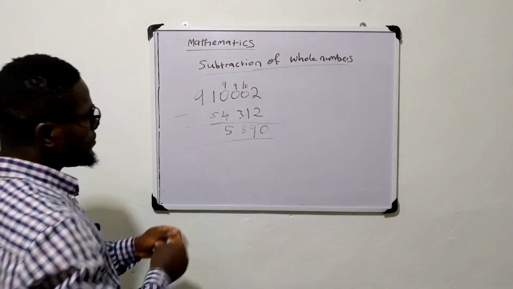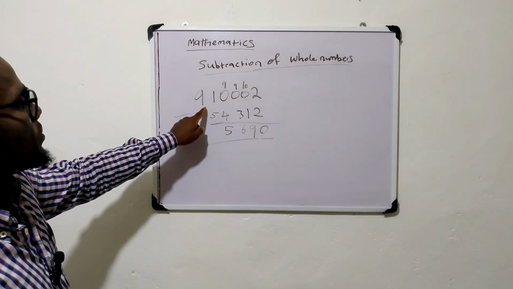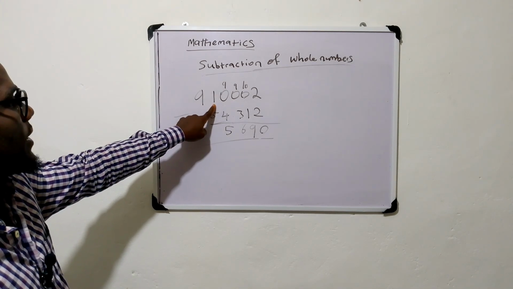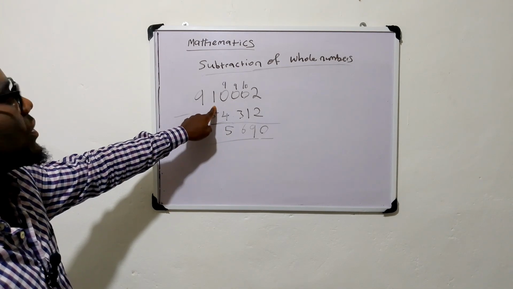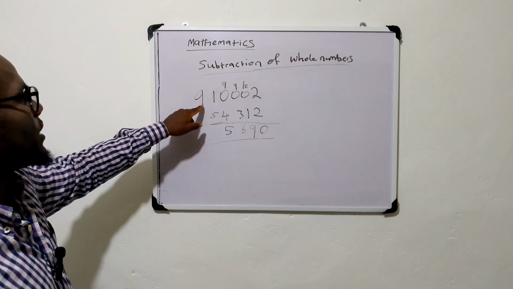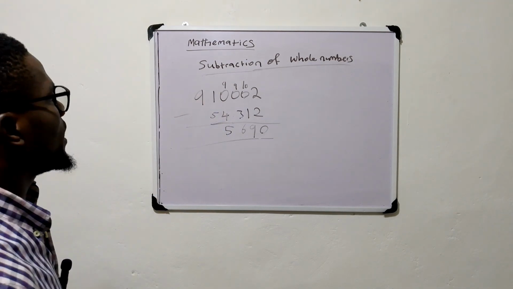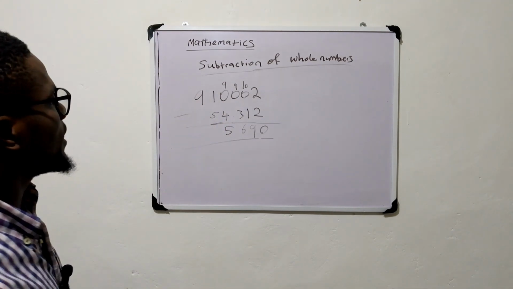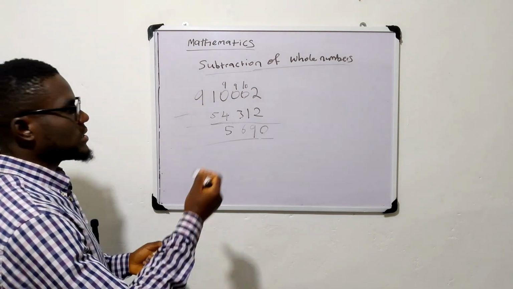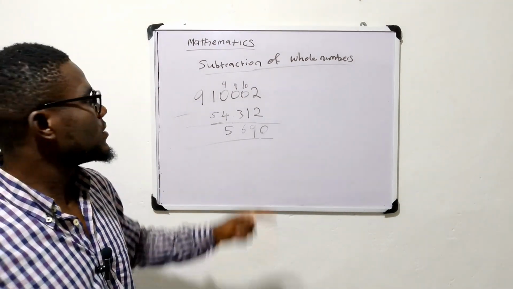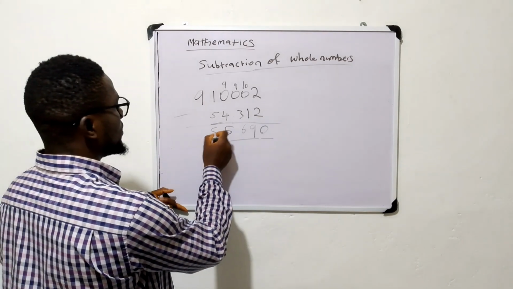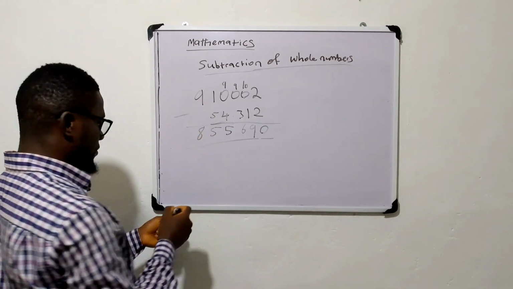Now we are left with 0 here. Since we borrowed the value 1 here, we come over here and borrow 1. When we add it, it becomes 10. When you subtract 5 from 10, you have 5 left. You will now have 8.